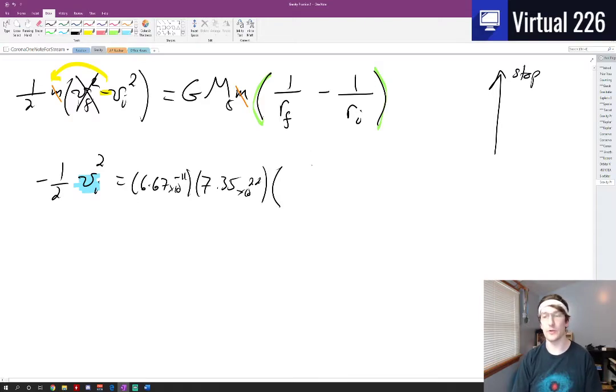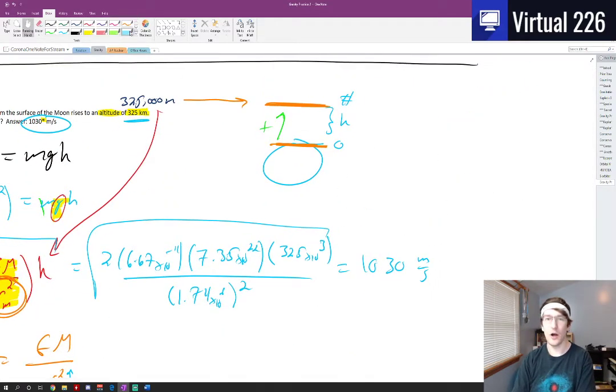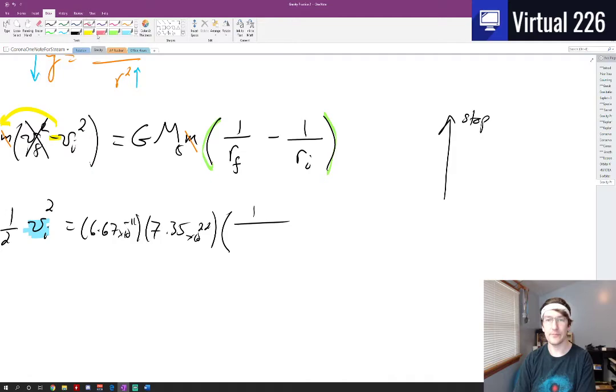And then here's where we need to be super careful. Our final position, if we recall in this diagram up here with the moon, is way out here, which means we have the radius of the moon plus the altitude that we have to go through. So this value for RF is going to be the radius of the moon plus 325,000 extra meters. So our figure in the denominator will actually be 1.74 times 10 to the 6th plus 325,000, which is actually going to be 2,065,000.